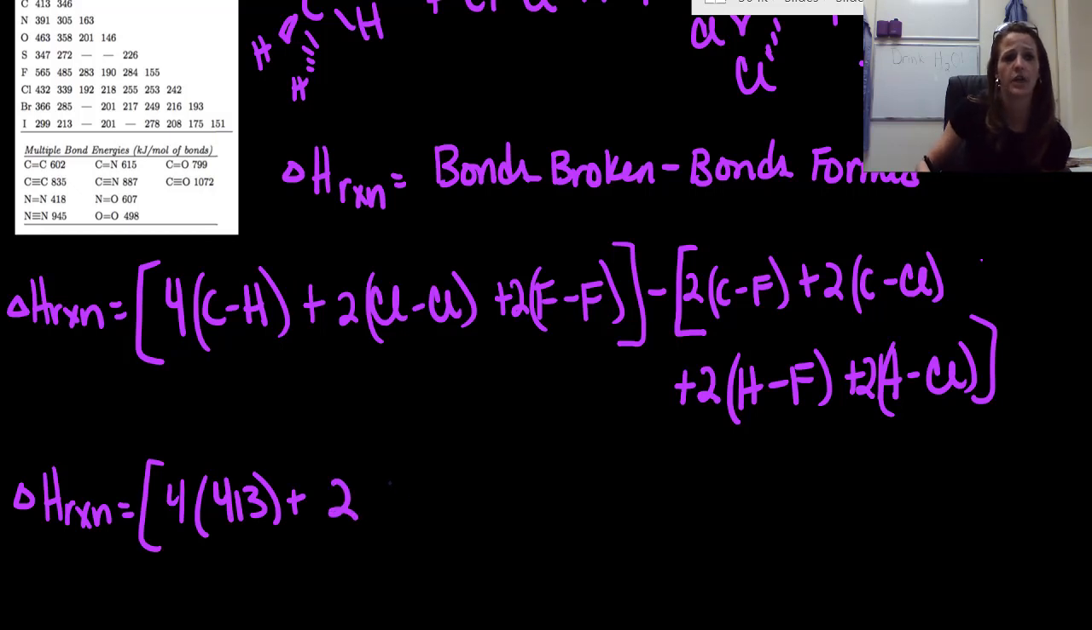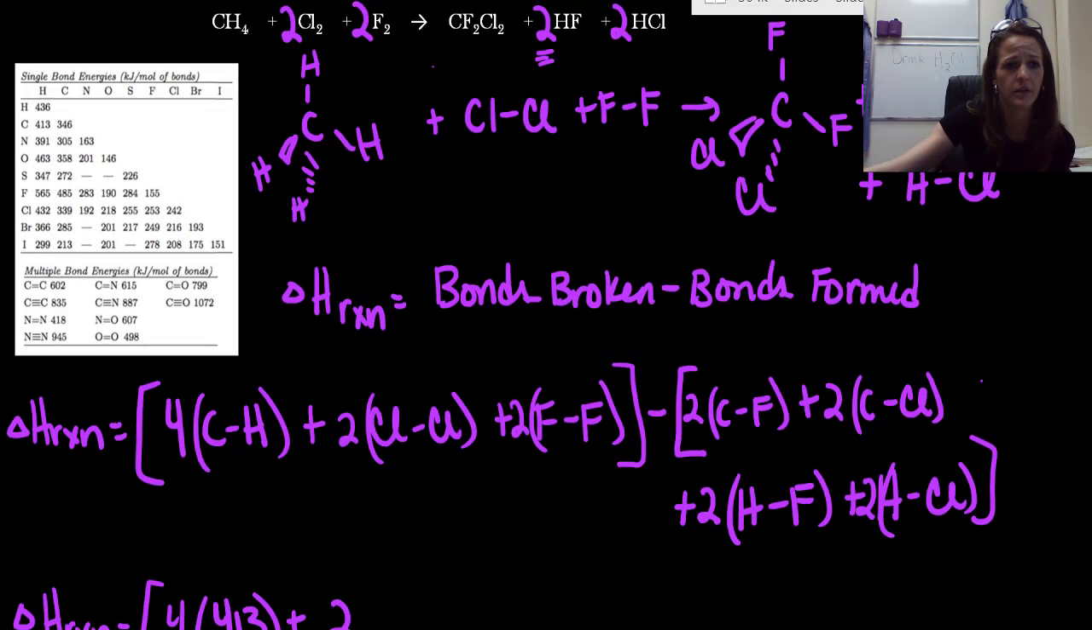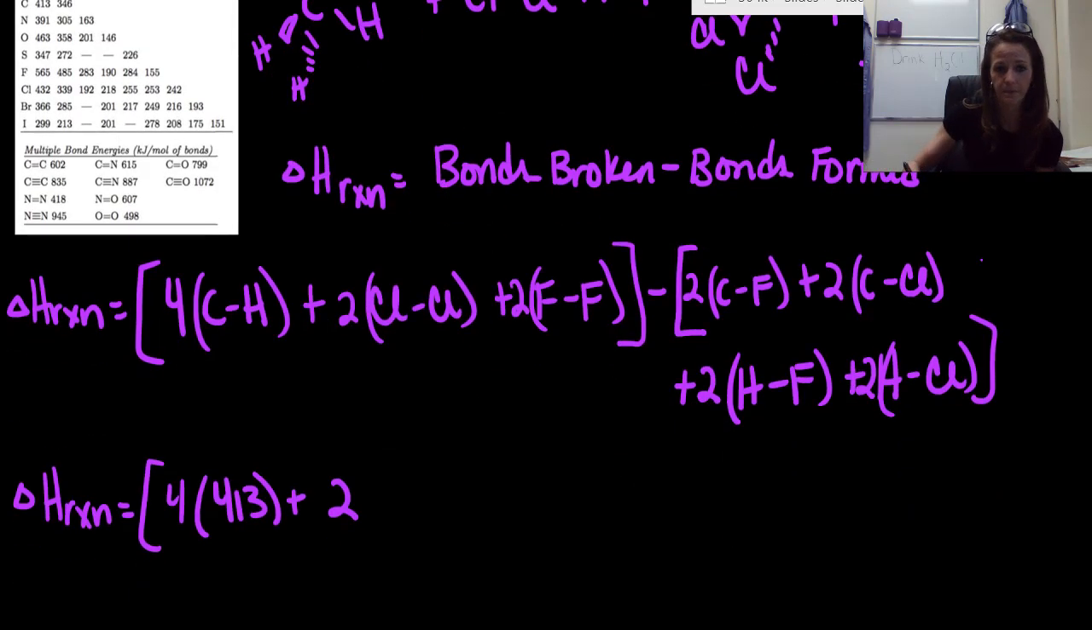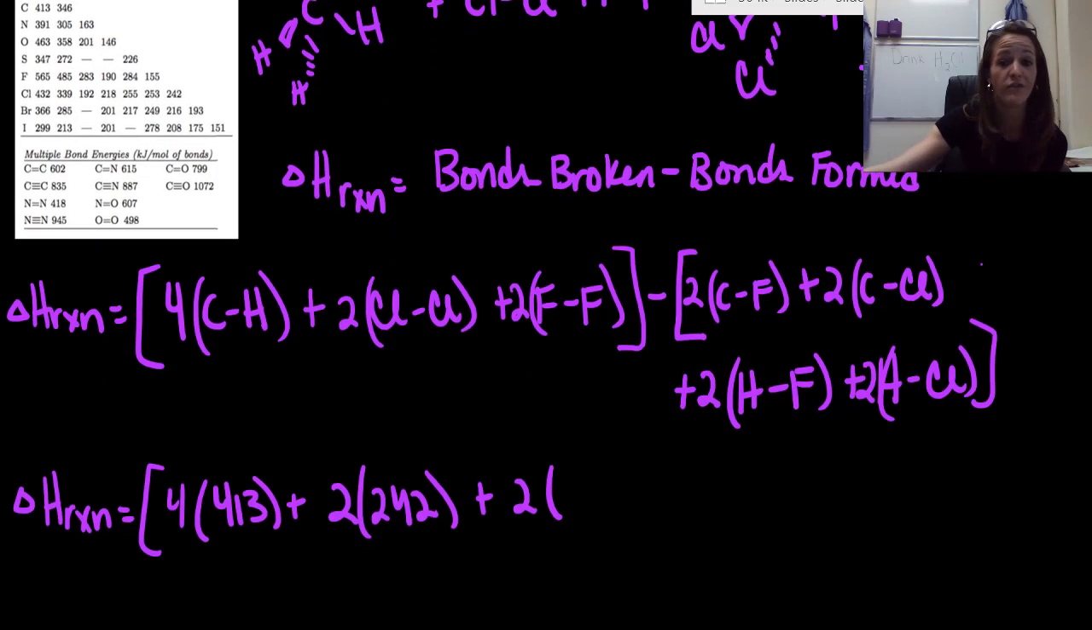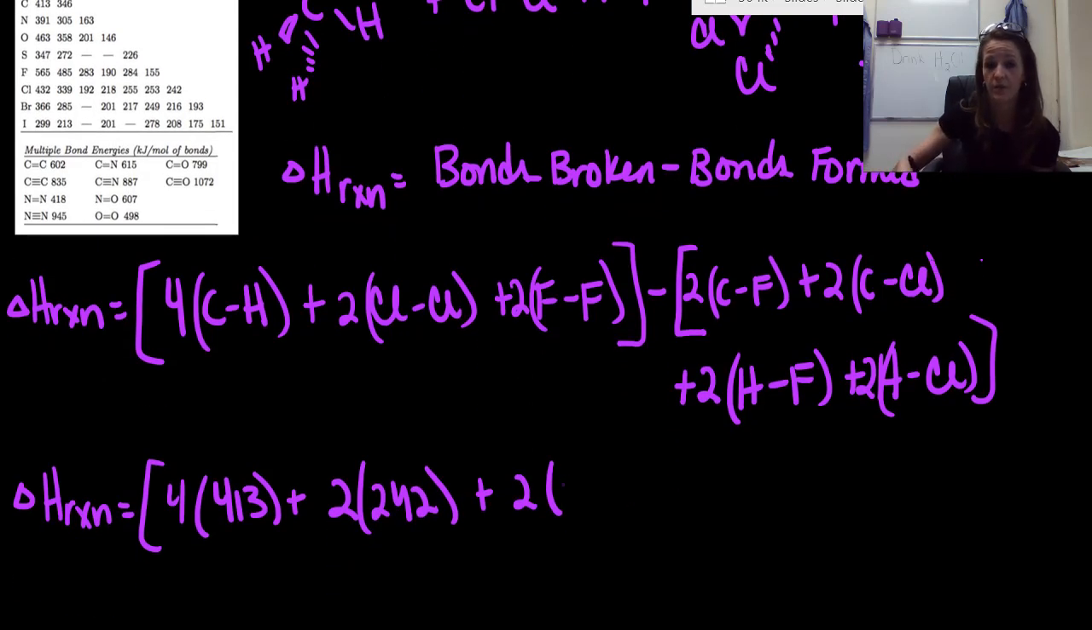And then for our chlorine-chlorine bond, let's find it here. So here's our chlorine, and then we have another chlorine right there. So we have 242, so 2 times 242, plus 2 times our fluorine-fluorine bond. So again, come over here. We have our fluorine that comes down here to our fluorine, so that's 155.